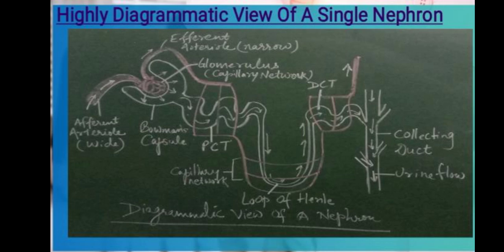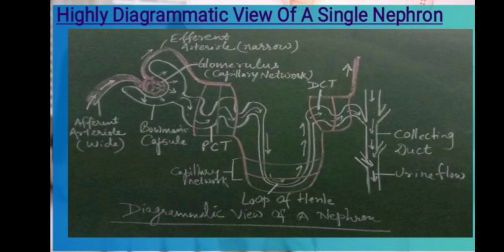Now, as you can see, Bowman's capsule continues into the first set of convoluted tubule, which is called the proximal convoluted tubule. It has numerous microvilli, which increase the surface area for absorption of water and nutrients. PCT is the most permeable part of the renal tubule.